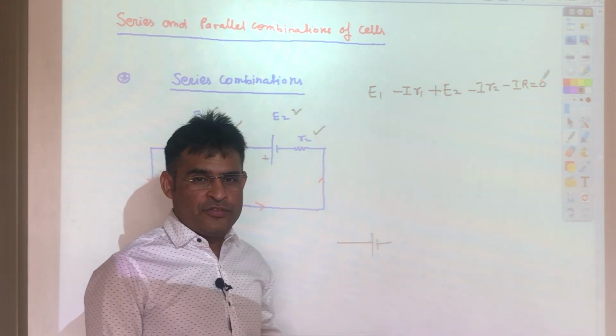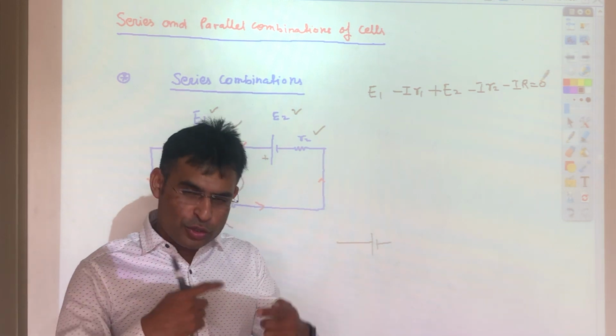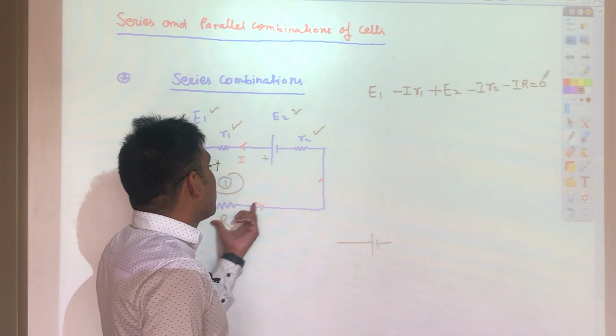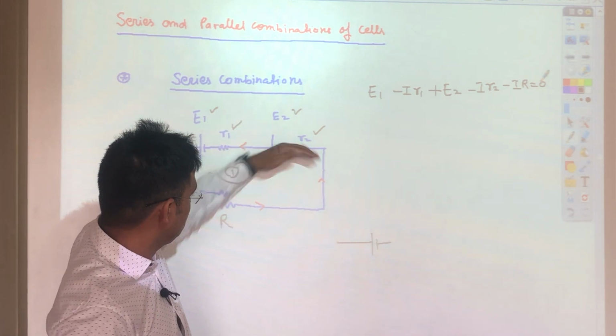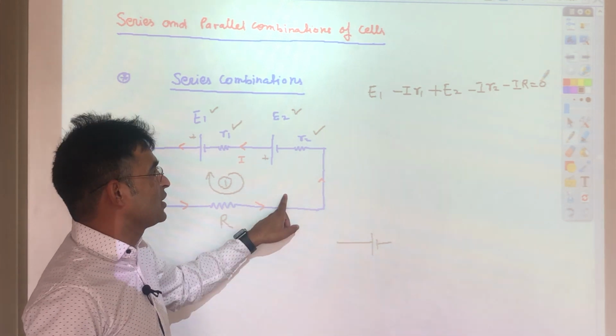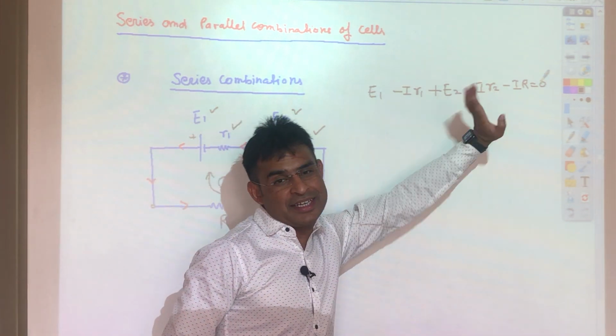Why? Because of Kirchhoff's rule, KVL. In a closed loop, the net EMF should be equal to 0. So this one should also be minus. You can see we are moving in the clockwise direction and this current is in the anti-clockwise direction. So that is why this is minus IR.